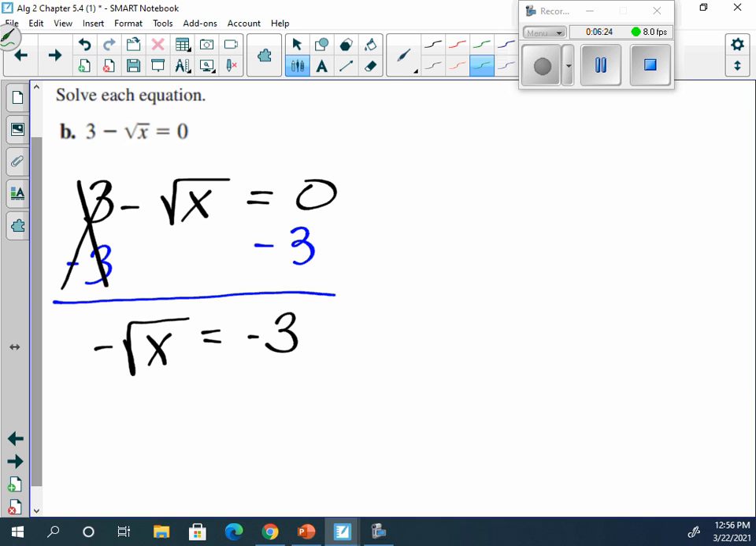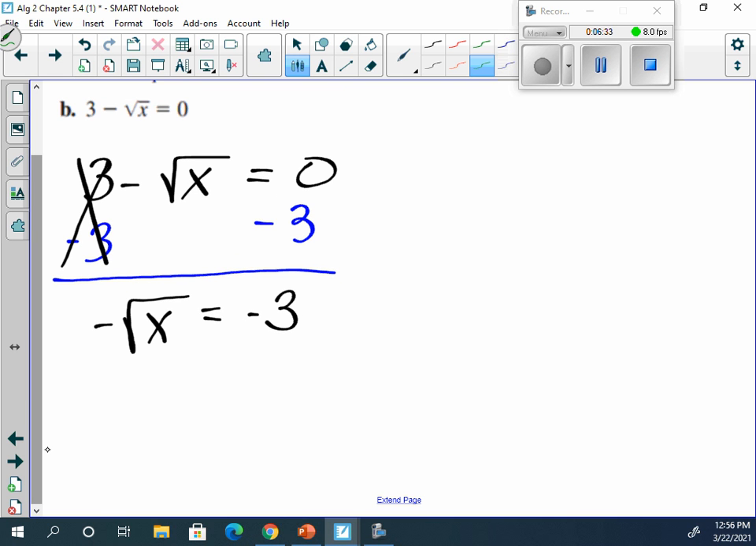Now what can we do next? Is the radical by itself? We do need to move the negative. How can we move it?